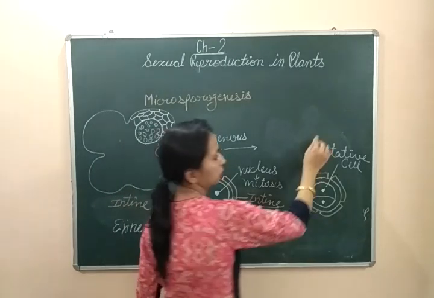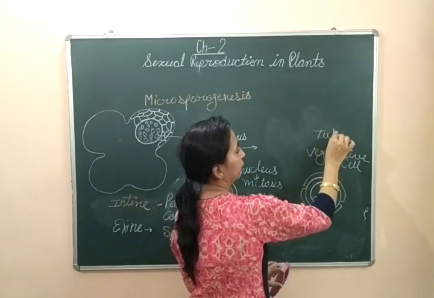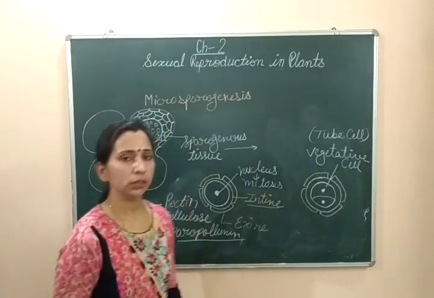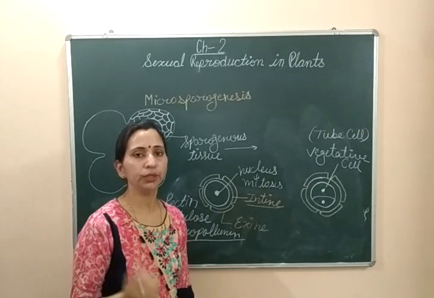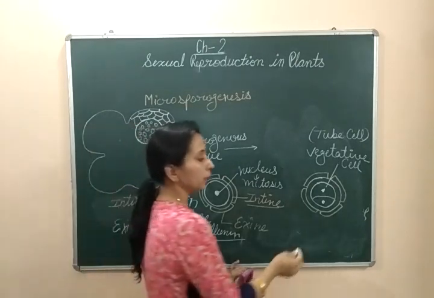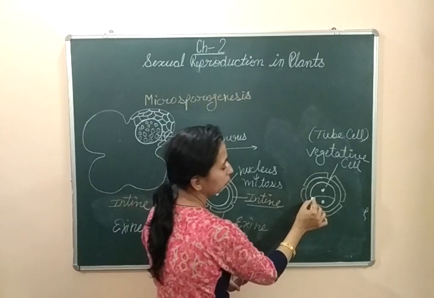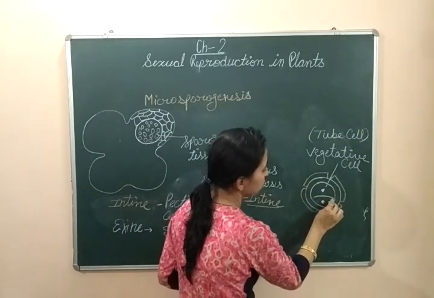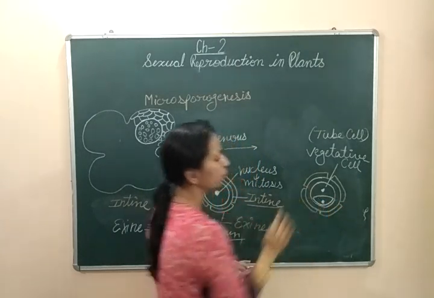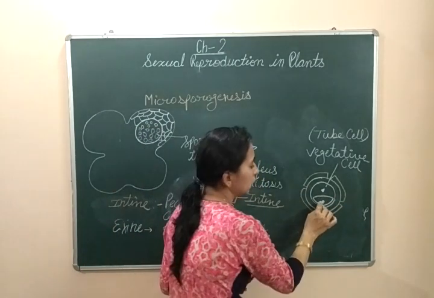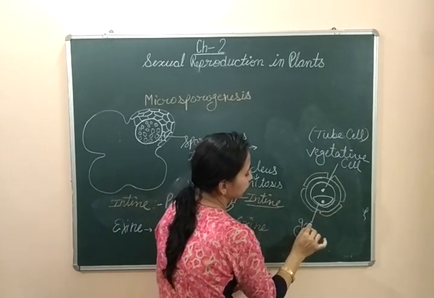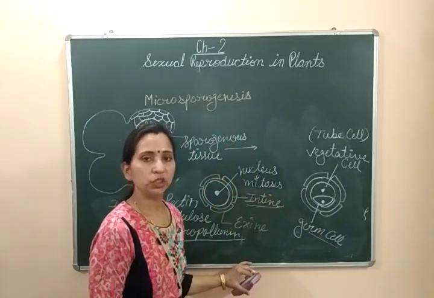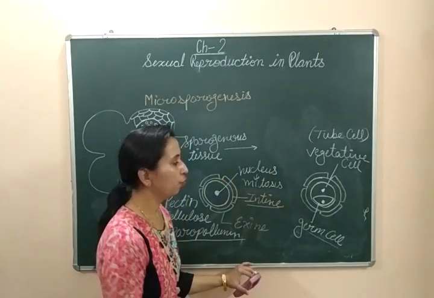Another name for that cell is tube cell. It is known as the tube cell because it helps in the formation of the germ tube during fertilization. The second cell, which is smaller in size, becomes a spindle-shaped structure which floats inside the cytoplasm of the vegetative cell. This cell is the germ cell, which gives rise to the male gametes of the flower.